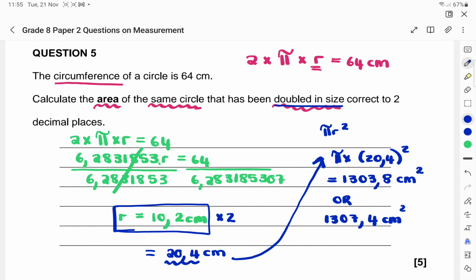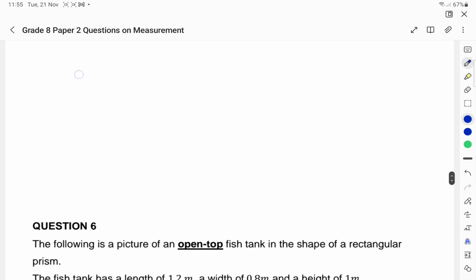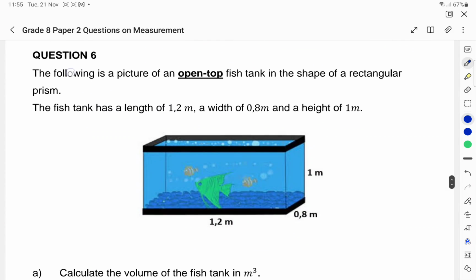Okay, so I hope it makes sense. Not too bad. So we found the radius first. Then we doubled it because it's a double. Then we went and inserted it again into our area formula. And then we got the area of that doubled up circle. Okay, if needs be, you can also draw pictures for yourself. Okay, let's move on to the next one.